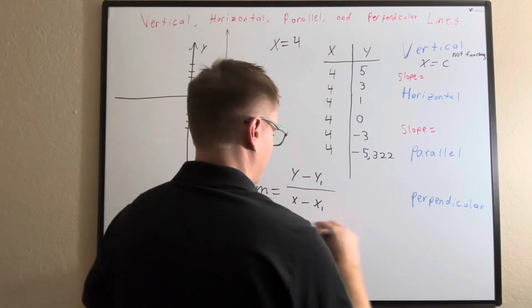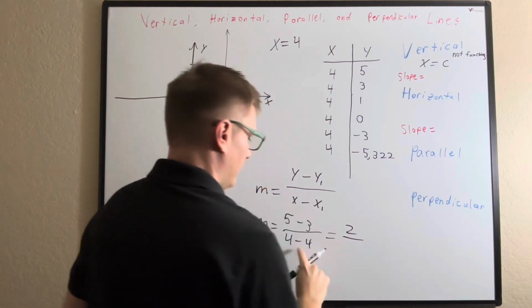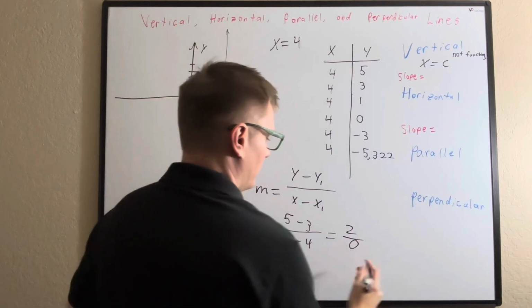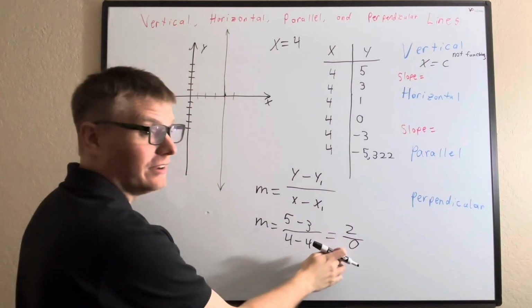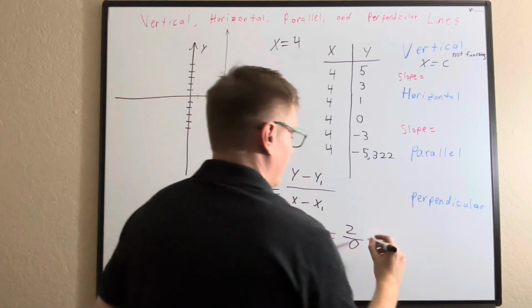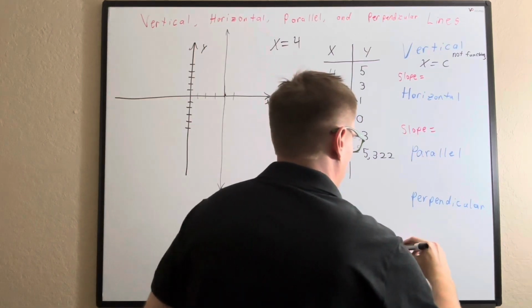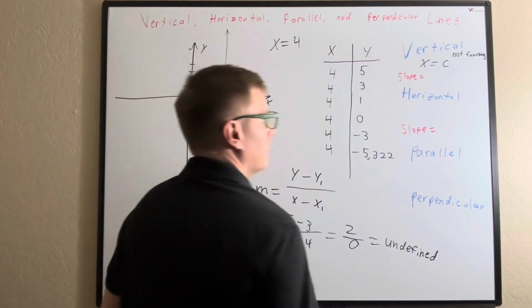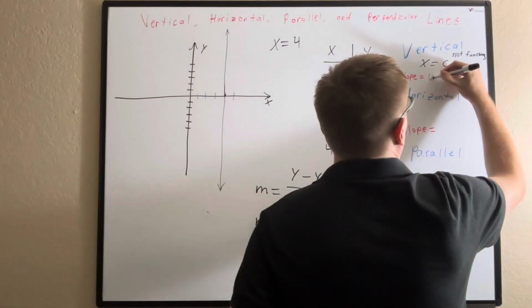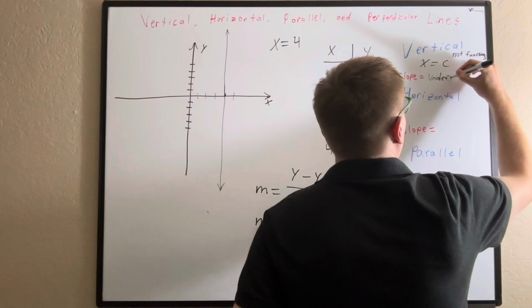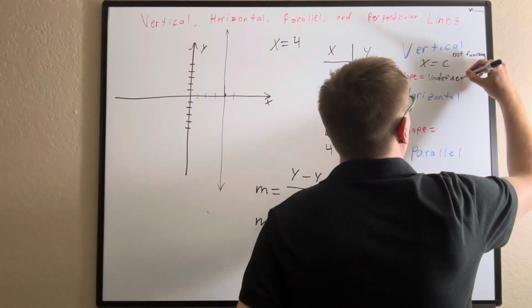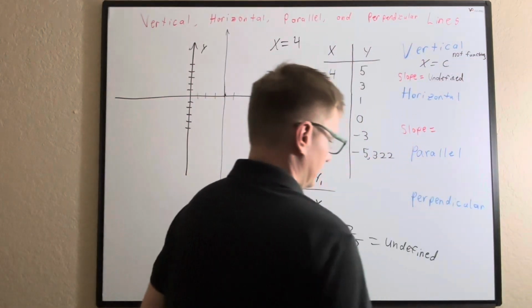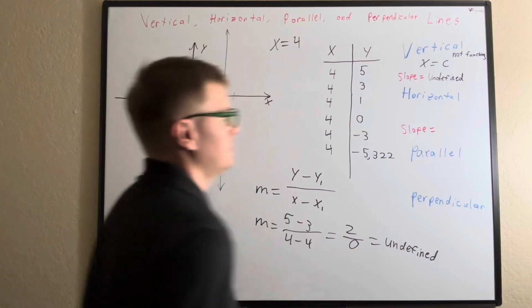Well, something happens. 5 minus 3 is 2. 4 minus 4 is 0. Thou shalt not divide by 0. So the slope is undefined. Always undefined for vertical lines.